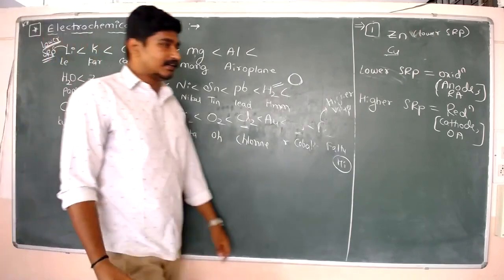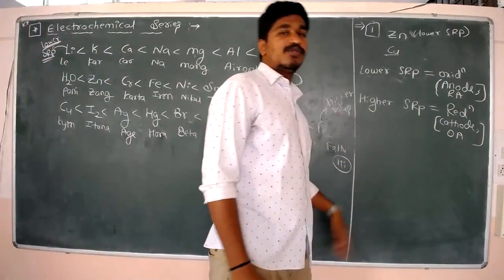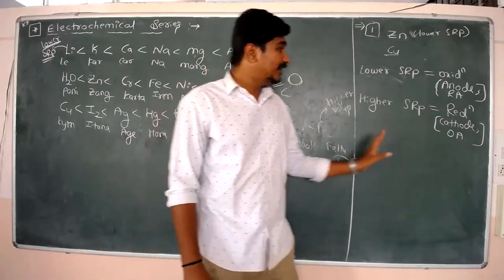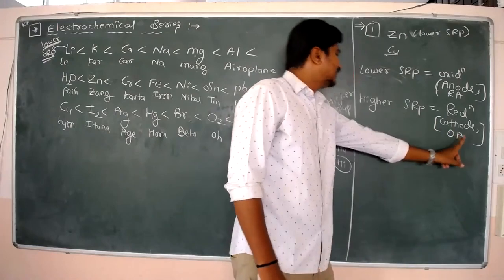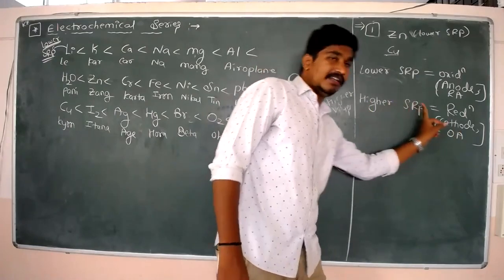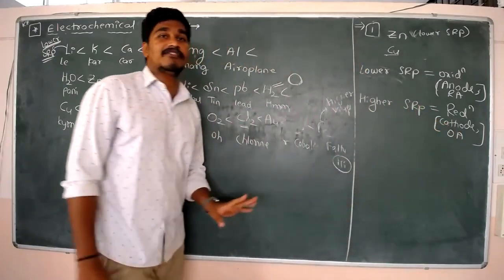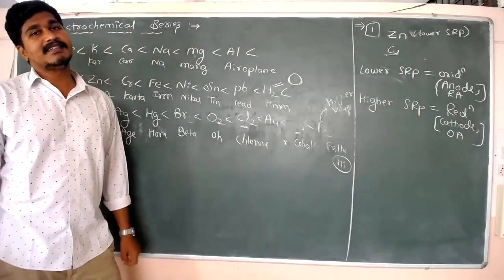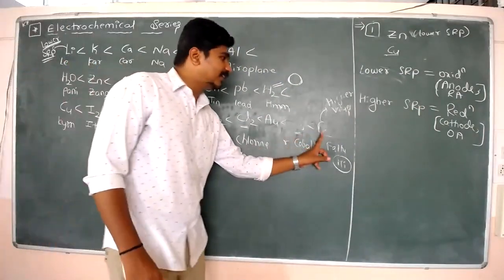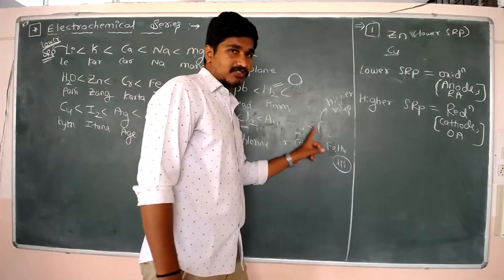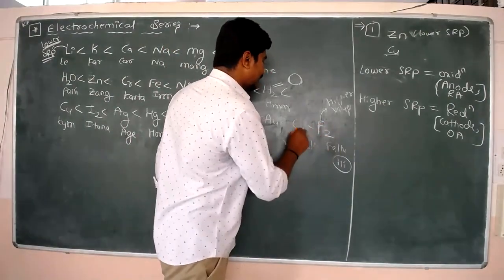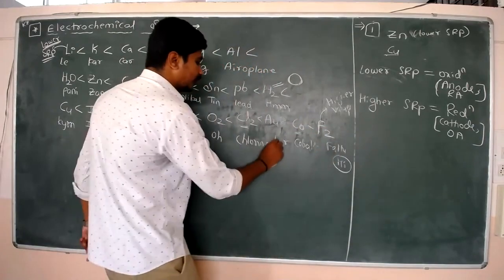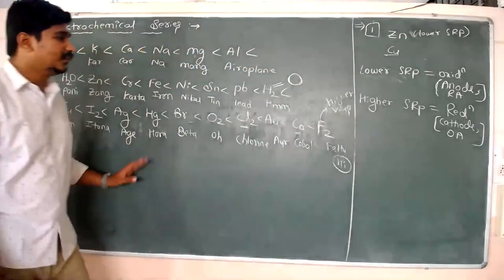Next, he may ask, out of these elements in the series, which one is a good oxidizing agent? For an oxidizing agent, what is the condition? Higher SRP. The element which has a very high SRP value is the good oxidizing agent. Here, fluorine has a very high SRP value. Therefore, this one is a very good oxidizing agent. In this way, you have to remember.